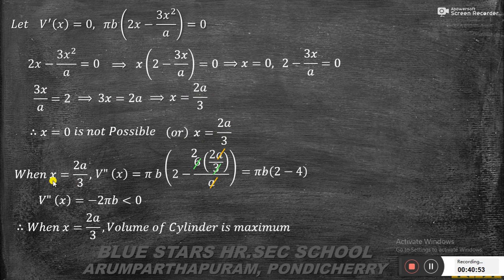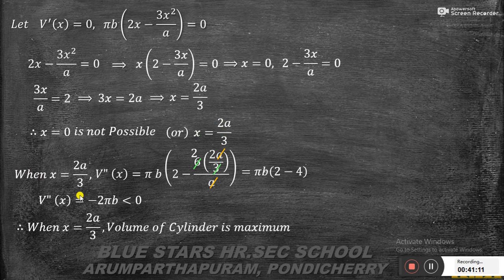Because x is the radius, x equals 0 would mean no radius, so no base. But the cone has base radius x. So the value 0 we do not take, and we only take x equals 2a by 3.